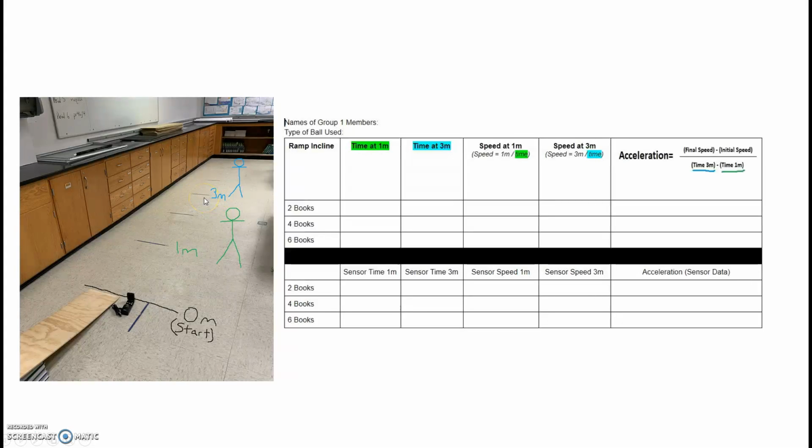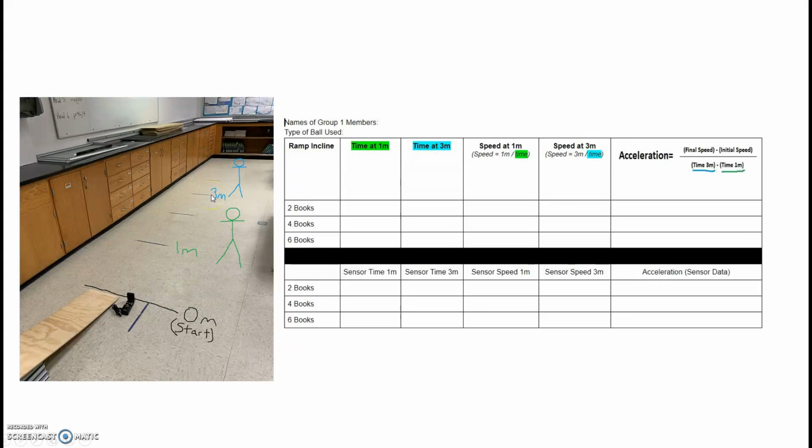So we got an extra step. We just have to do a little subtraction. So I've kind of underlined it in blue there. Again, you're going to do your time at 3 meters minus your time at 1 meter. That will give you the bottom part of your formula, or the total amount of time it took to get from that line to that line.